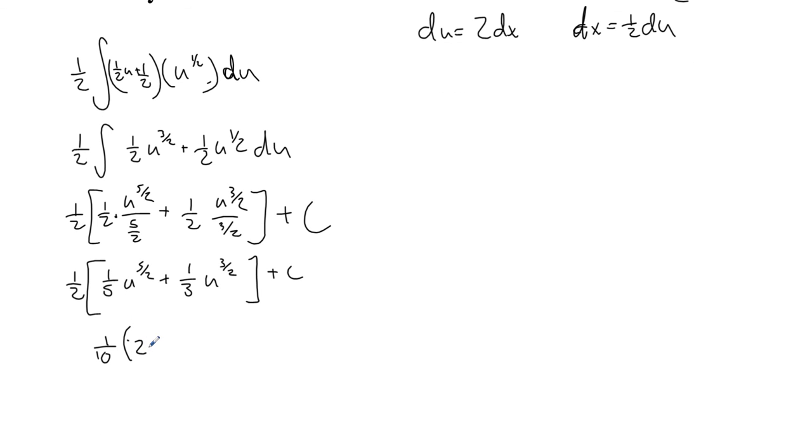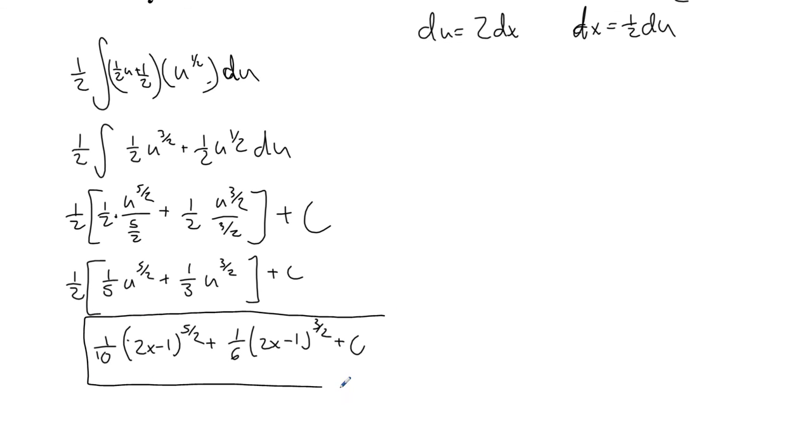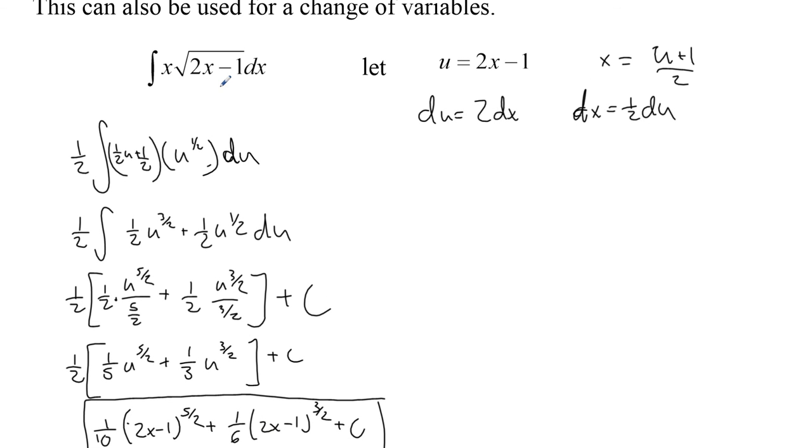So I'll have (2x minus 1) to the 5/2 plus, and again, I've got to distribute that half. So I'll have 1/6 times (2x minus 1) to the 3/2, all plus some constant c. Now, when you take the derivative of this, it isn't going to come directly out to be our original integrand, but we certainly could manipulate it down to get that.